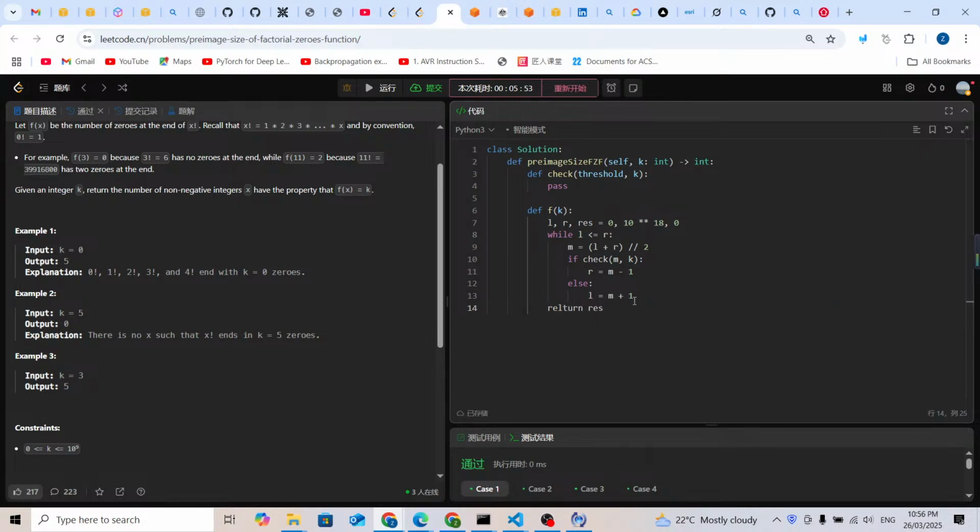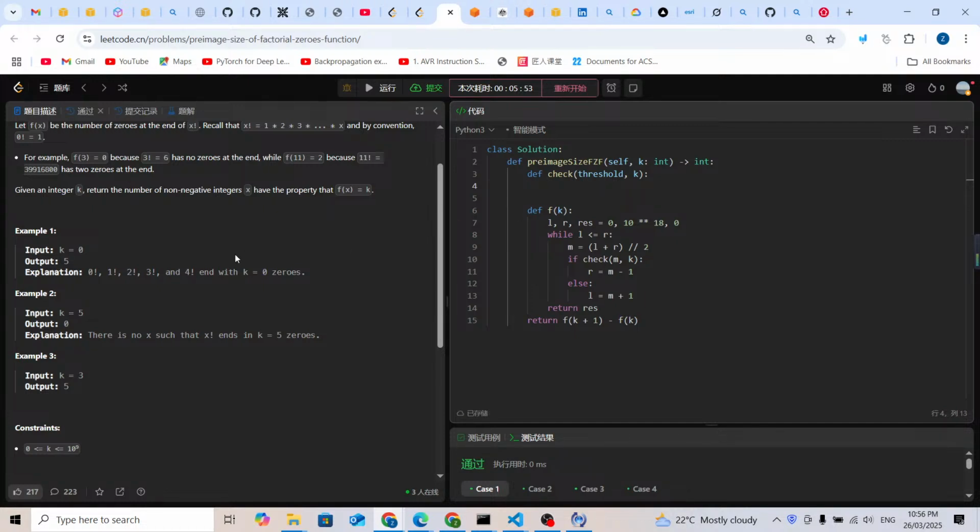Finally, I'm going to return the result. So this is the boundary search part. Definitely, I want to find the smallest number. So finally, I'm going to run f(k plus 1) minus f(k). Now, we just need to finish the check function.